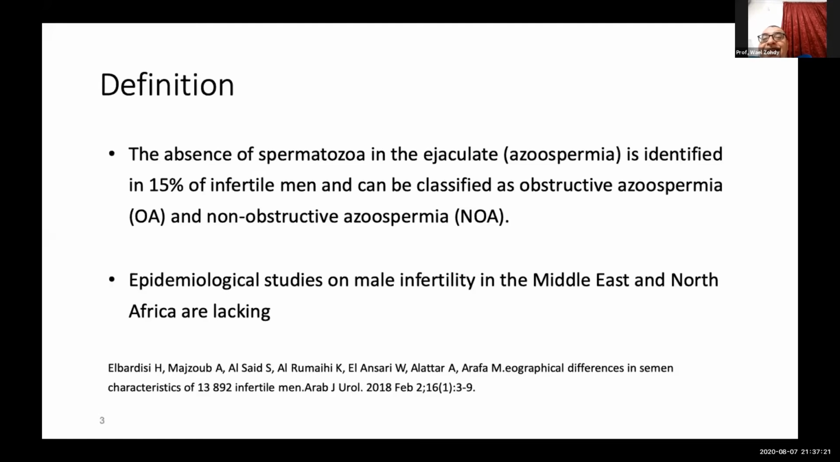So azoospermia is defined as absence of sperm cells in the ejaculate, and it's found in 15% of infertile men and can be classified as obstructive or non-obstructive. In North Africa and the Middle East, we don't have strong epidemiological studies.